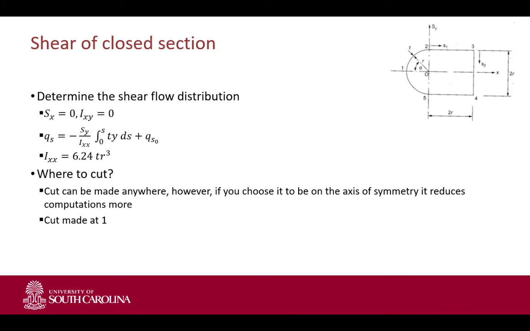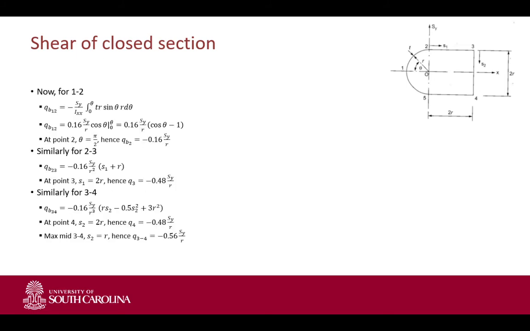So this was the example. We said let's take the cut location at the axis of symmetry to reduce the computations. So we did all the open shear flow sections: 4-1-2, 4-2-3, and 4-3-4. We came up with 3 equations for QB12, QB23, and QB34, since all those are needed to get the shear flows in the entire cross section.